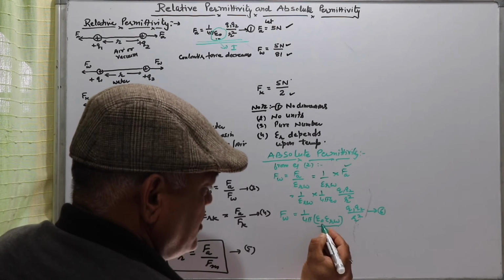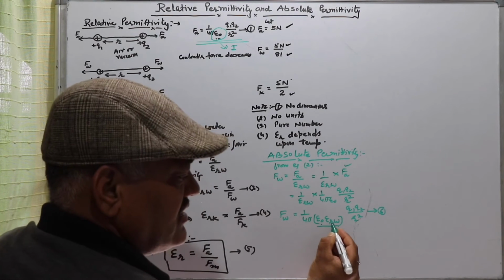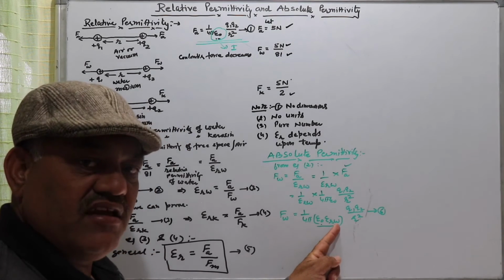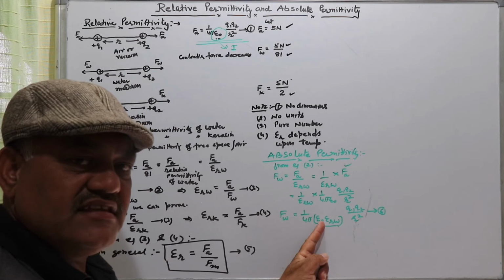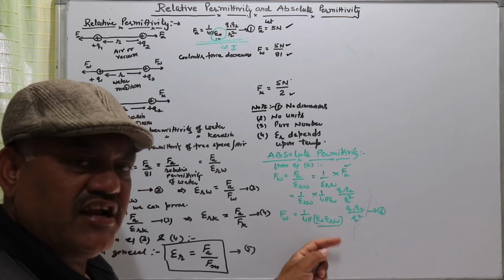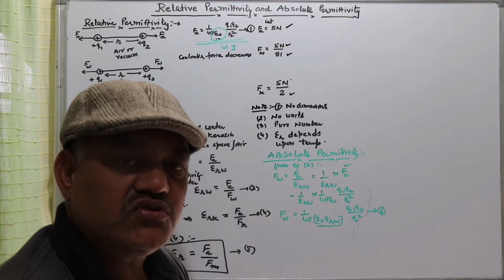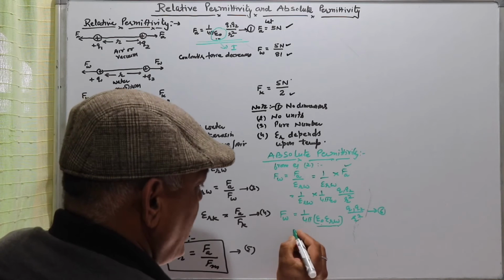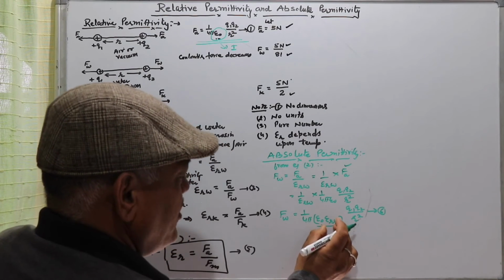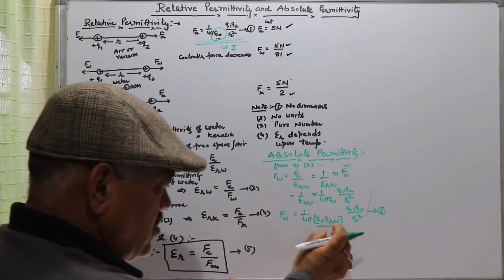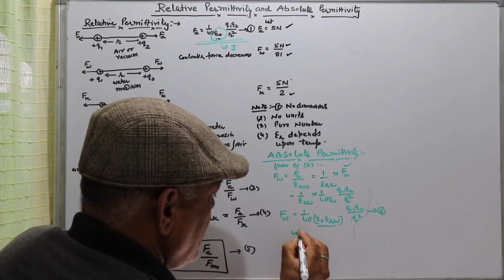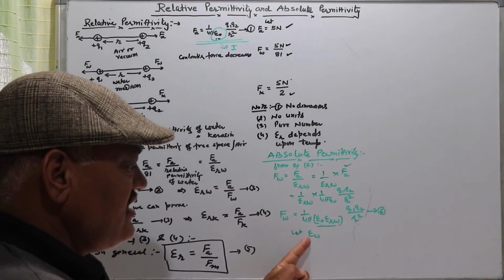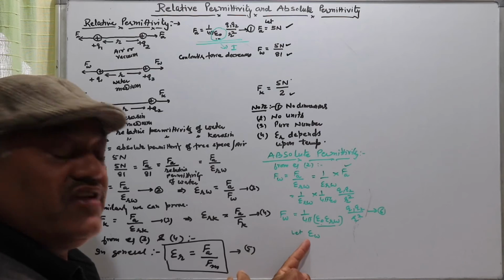Here epsilon naught it is constant, epsilon rw it is also a constant. Relative permittivity of water, that is 81, and this is epsilon naught, it is also constant. Both are constant. दोनों कांस्टेंट मल्टीप्लाई करके एक नया कांस्टेंट बनाएंगे. ठीक है, तो यहां पे एक नया कांस्टेंट आ जाएगा. तो हम मान लेते हैं, तो ये भी कांस्टेंट, ये भी कांस्टेंट है. इस कांस्टेंट को हम नाम देते हैं, let this is EW. EW means absolute permittivity of water.